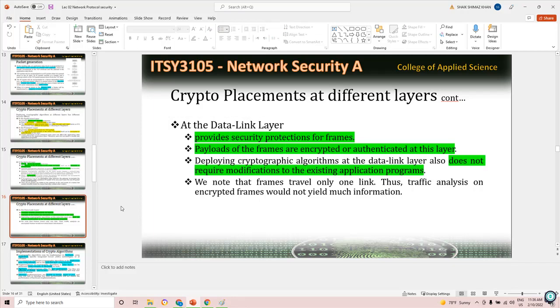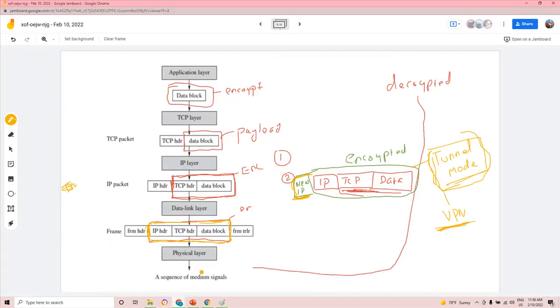So far I have discussed where exactly the cryptographic placements can be done. Students, for example, you want to configure VPN from your office. You want to connect the different branch offices, the different networks of different offices, Sur, Muscat, Salala, of a company. If you want to provide security, let's say I give one example, IPsec. If you use IPsec, it will provide the security at the network layer.